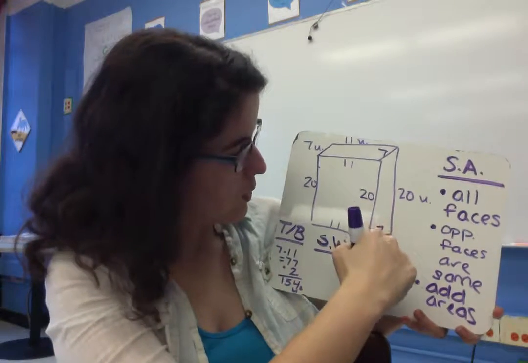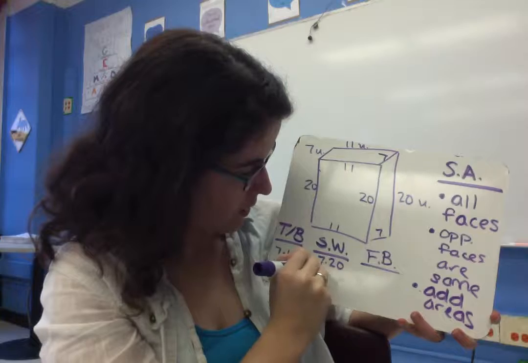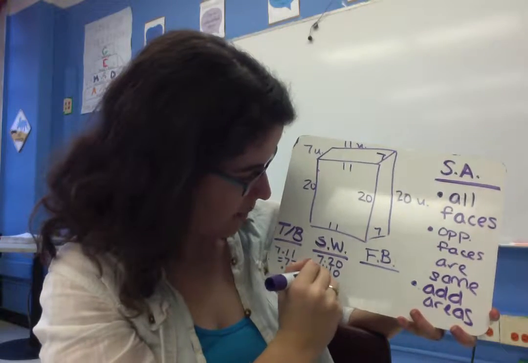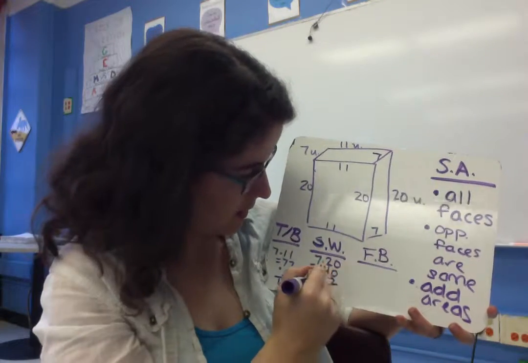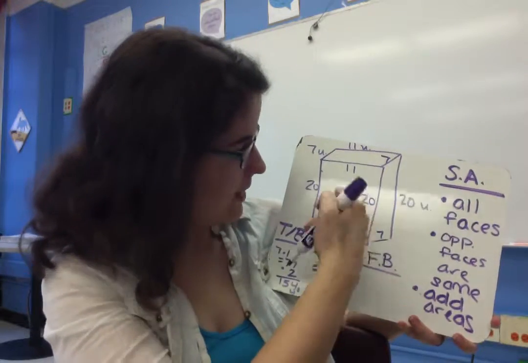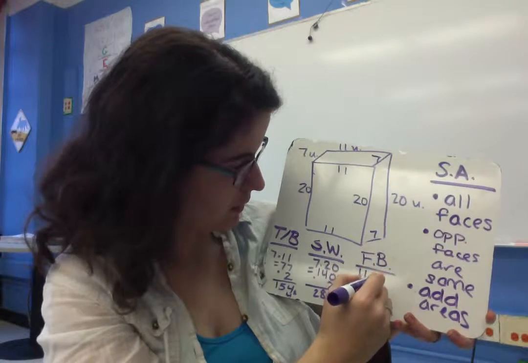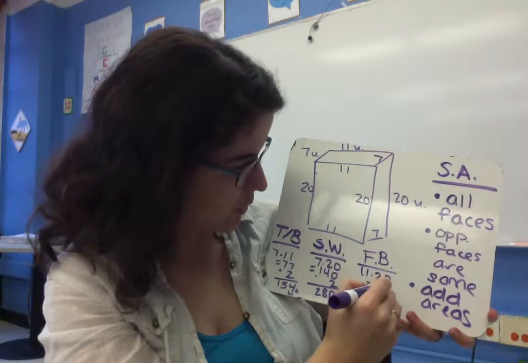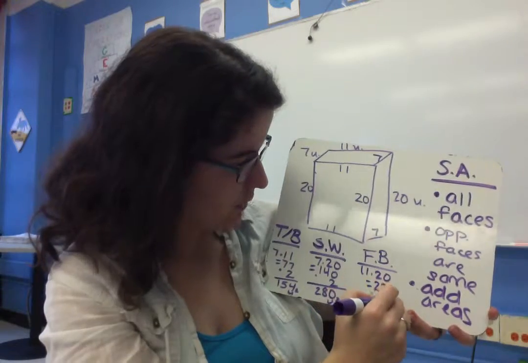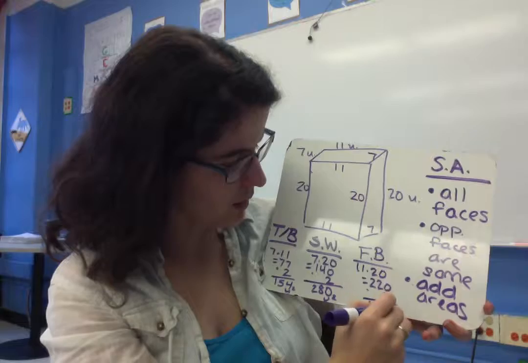For our side walls, we're going to be going 7 by 20 up, or 140. And then we're going to have 2 of those walls, both sides. So we're going to have 280 square units. And then our front, we would have an 11 by 20 rectangle, which should be 220. And then we're going to have 2 of those because we also have the back. So we would end up with 440 square units.